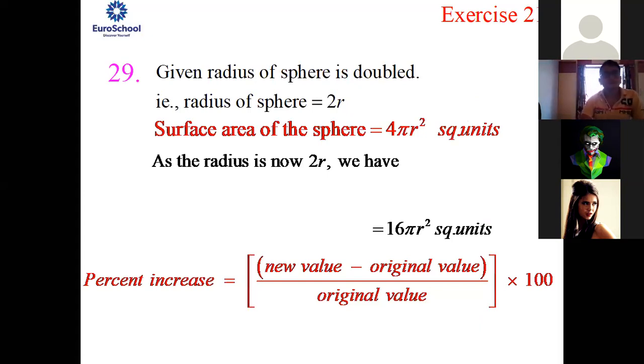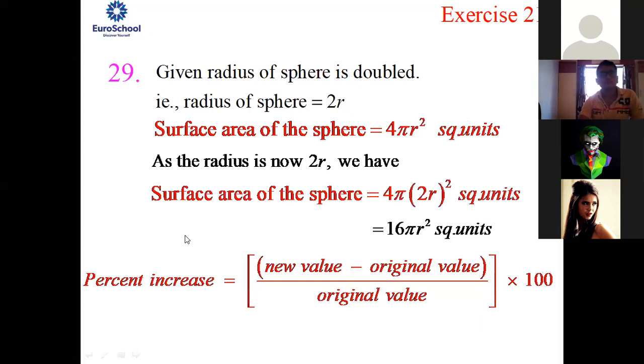Now the radius of the sphere is doubled, which is 2r. So what will be the formula for the surface area of the new sphere once the radius is doubled? It is nothing but 4 pi into, your r is being changed to 2r, so it is 2r the whole square. So what is 2r the whole square? It is nothing but 4r square into 4 pi. That is what you end up with, 16 pi r square square units.